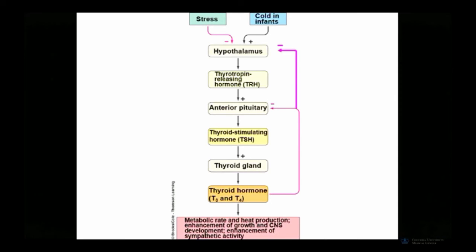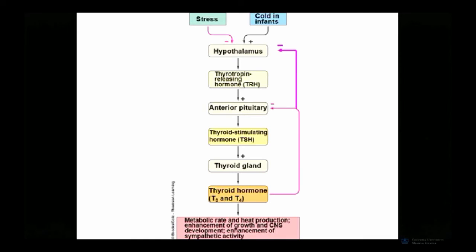Now, T3 and T4 is released in both a constant way and also in a diurnal pattern. And it controls baseline metabolic rate, baseline heat production. It has some enhancement of growth, especially of the central nervous system. It enhances sympathetic activity. It has a wide variety of effects, but the most notable effect is elevation of energy consumption and metabolic rate. We will talk quite a bit about thyroid disorders in part 2 of this class.